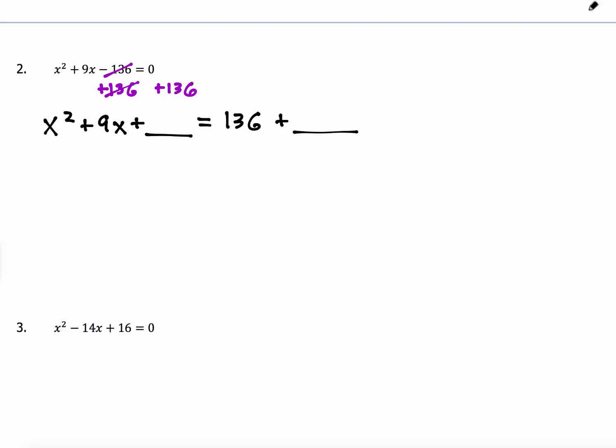Okay, so now here's how we fill in the blanks. Again, we take half of our b value, so we take 9 and then divide it by 2, and we square it. Well, 9 halves squared is going to give us 81 over 4. 9 squared is 81, 2 squared is 4, so we're really adding 81 fourths to both sides.